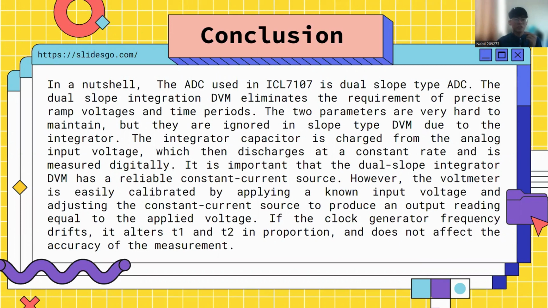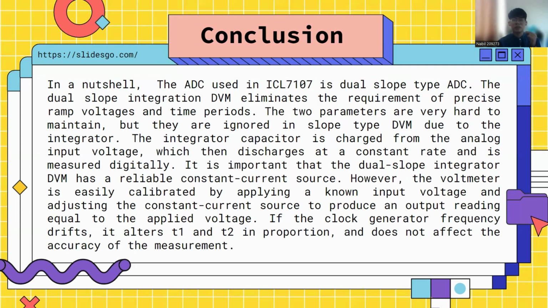Thank you, Syahir, for his wonderful insight on the advantages and the disadvantages of dual slope digital voltmeters. Before we end our presentation, I, Nabil NAZEEM, would like to conclude our findings on the study of this voltmeter. In a nutshell, the ADC used in the simulation process using Proteus is a dual slope type of ADC. The dual slope integration digital voltmeter eliminates the requirement of precise ramp voltages and time periods.